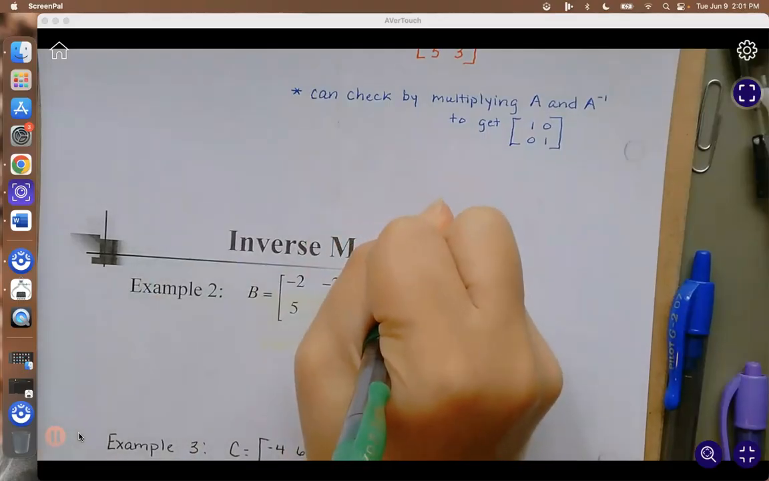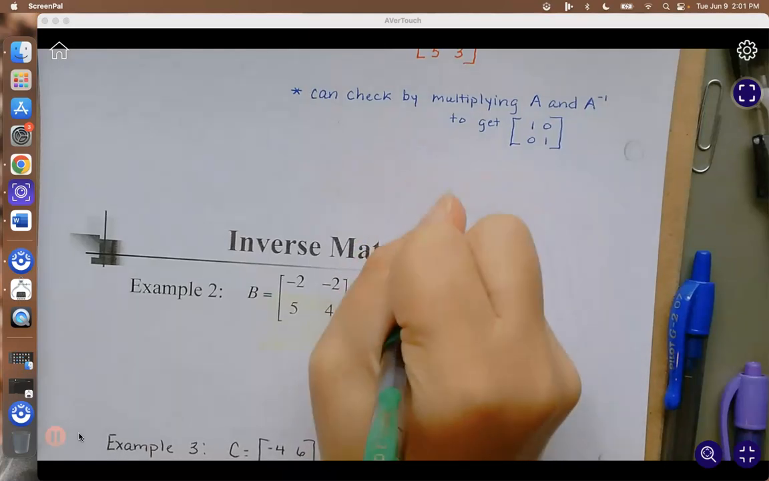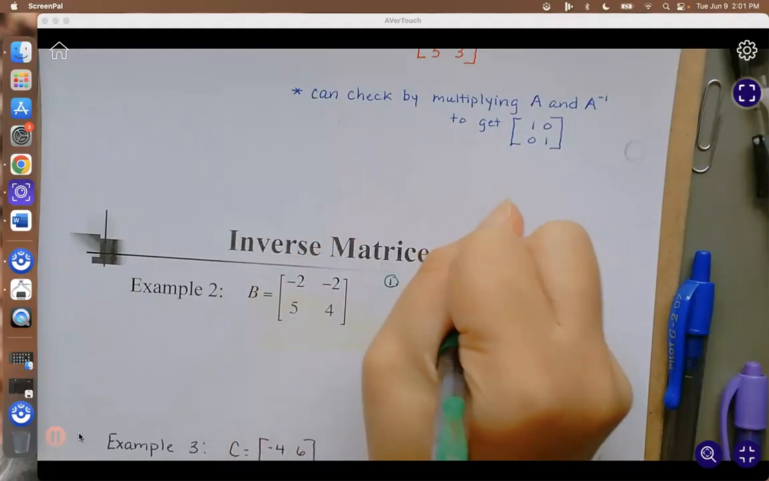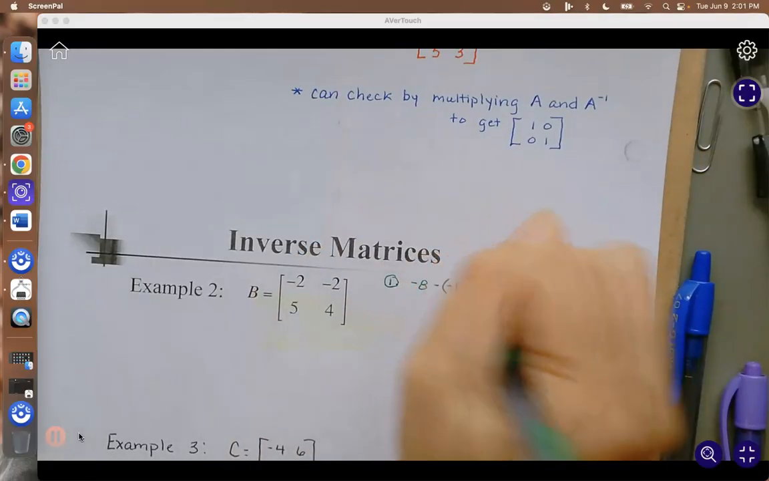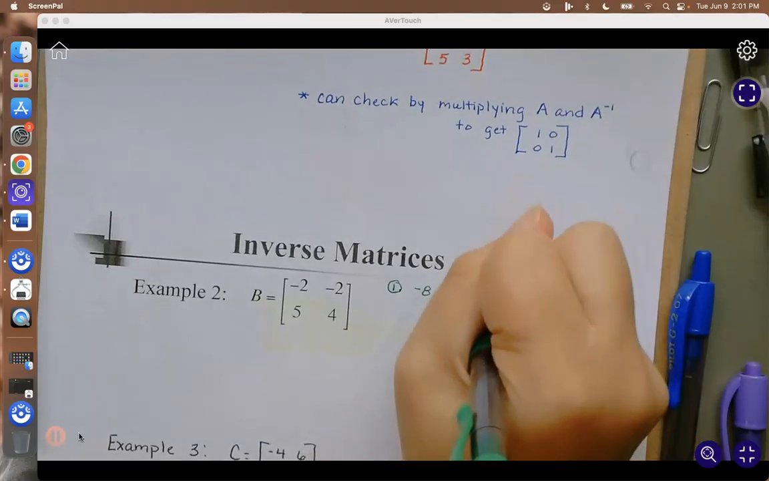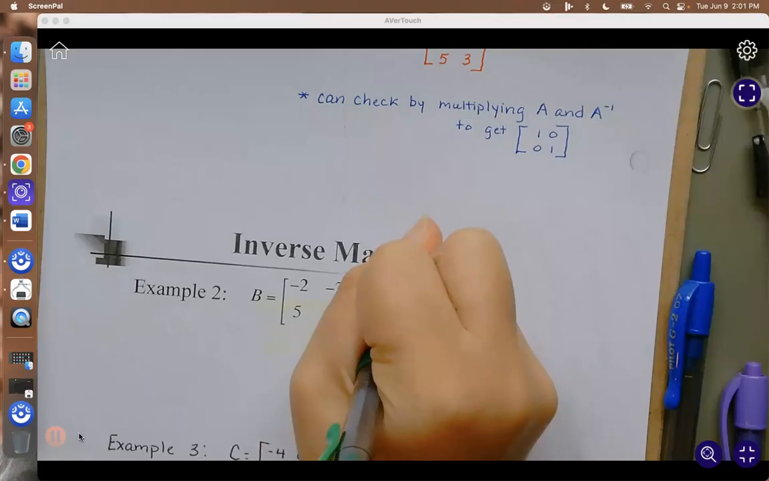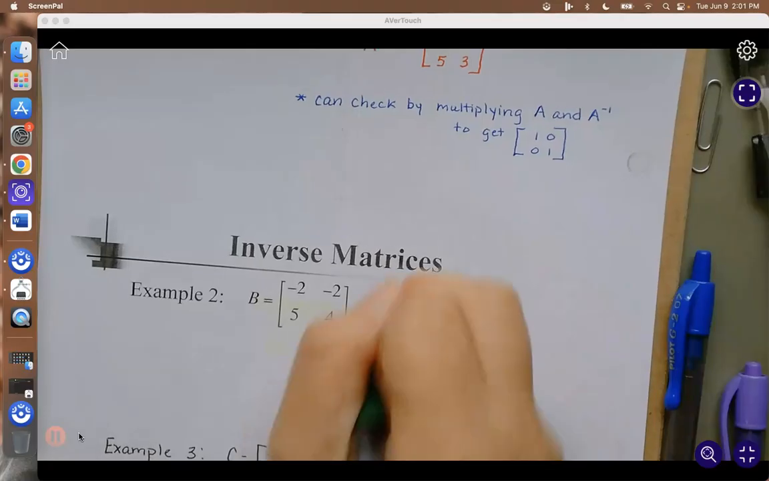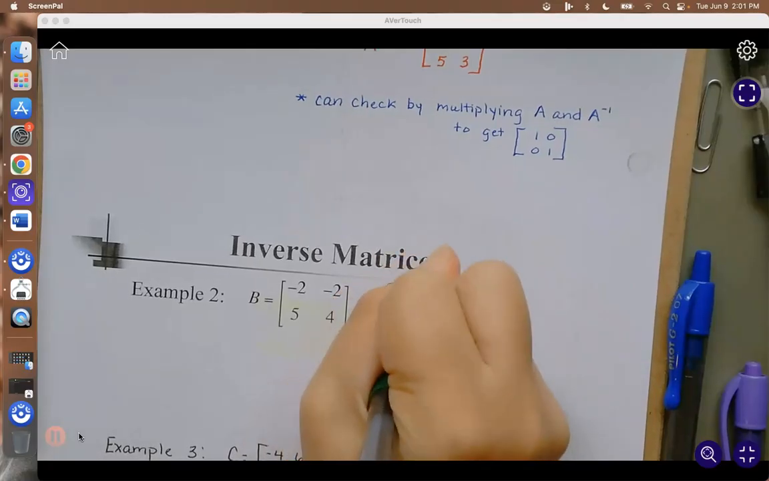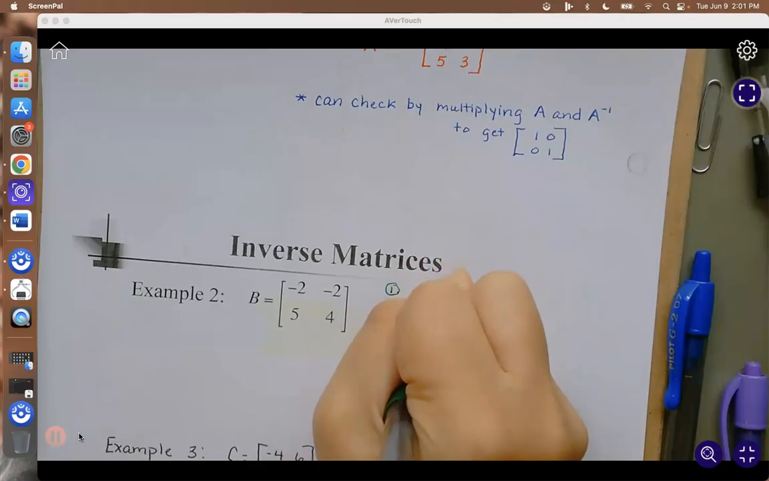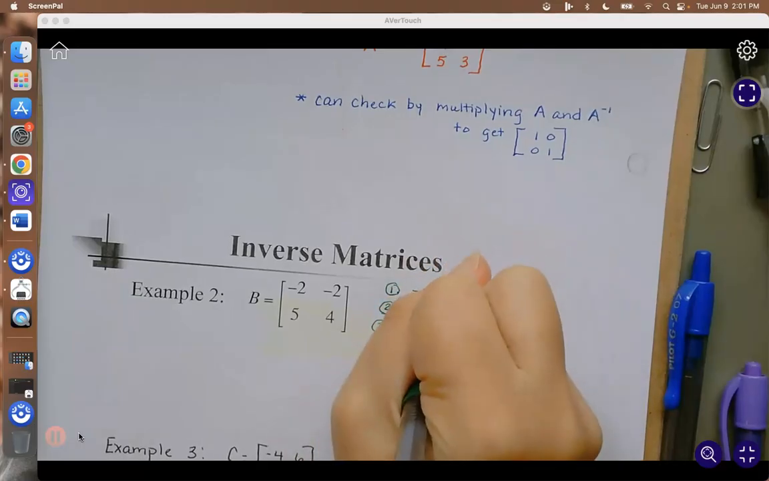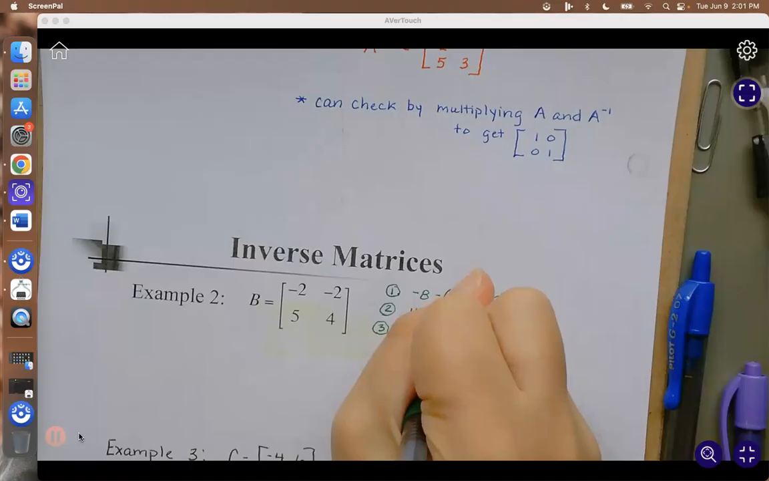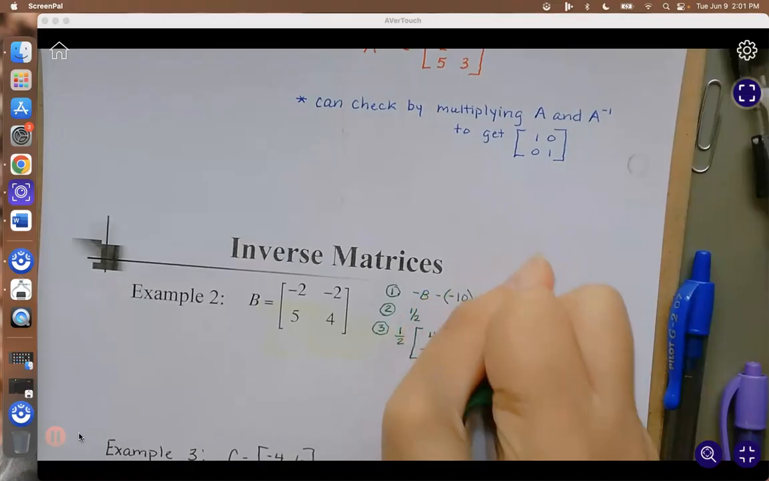So step 1, I'm going to get the determinant. So this is -8 minus -10. Remember, 2 negatives together make that a positive. So this is going to become a 2. So the reciprocal makes that a 1/2. So you flip it. Step 3, you do 1/2 times the changed piece. So that becomes a 4. This becomes the -2. This becomes a -5. This becomes a +2.